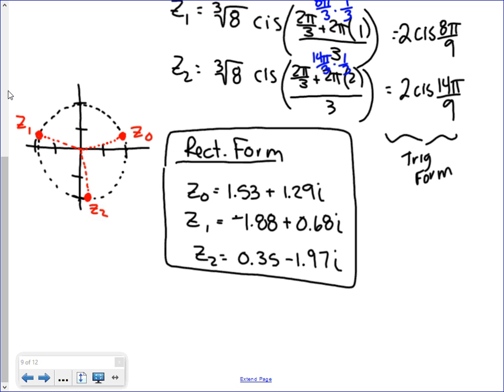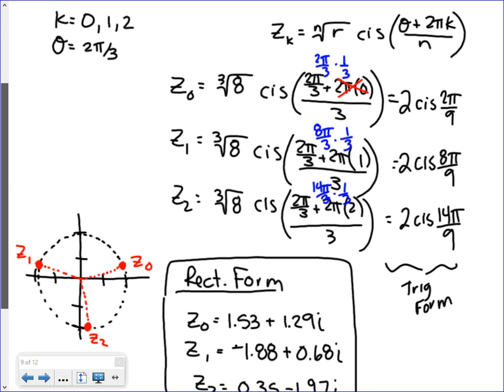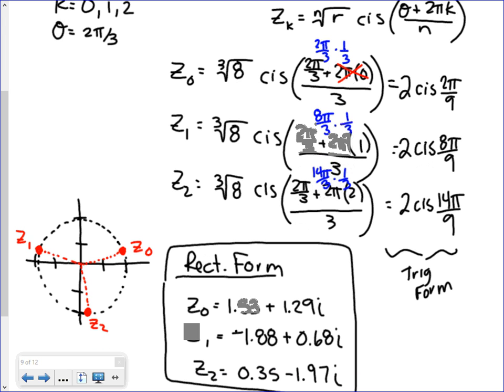I'm doing 2 times cosine 14 pi over 9. And that gets me 0.35. And then on a separate one, I do 2 sine 14 pi over 9, and that gets me negative 1.97. Yeah, Maggie. No, for z sub 1, I'm doing 2 cosine 8 pi over 9 and 2 sine 8 pi over 9. And for z sub 0, 2 cosine 2 pi over 9, 2 sine 2 pi over 9. That's how I'm getting those decimals. Any other questions? Yeah, Hugh.